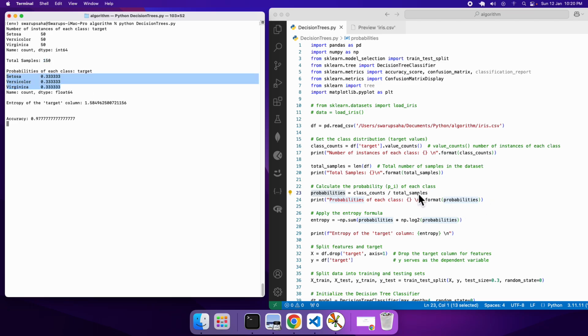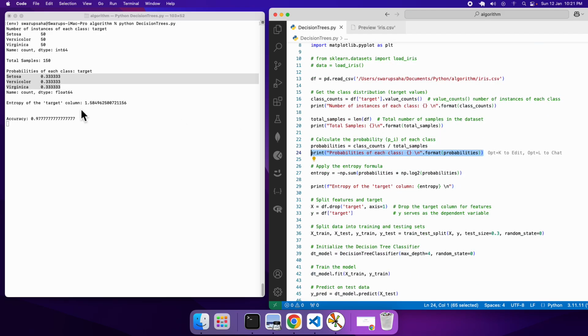Once the calculation has been done, I am printing this value. By virtue of this line, I repeat, by virtue of this line, you're able to see the probability for the three different classes presented right here. Okay, so that's what I have done here.